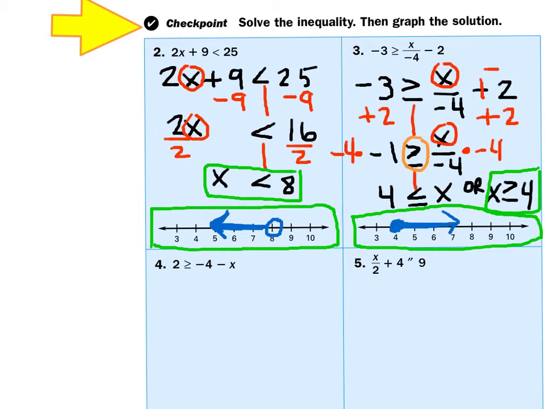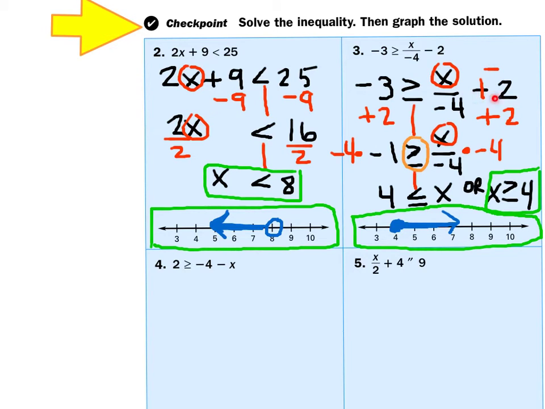Take a look at number 3. I have negative 3 is greater than or equal to x over negative 4 minus 2. So I wrote the inequality exactly like they gave it to me. I grabbed my red, and I see subtracting 2, so I'm going to add a line and change the sign in front of the 2. I'm going to circle my variable and bring the wall down.